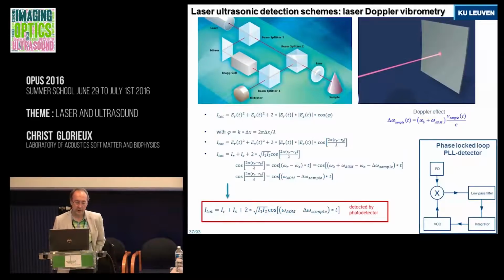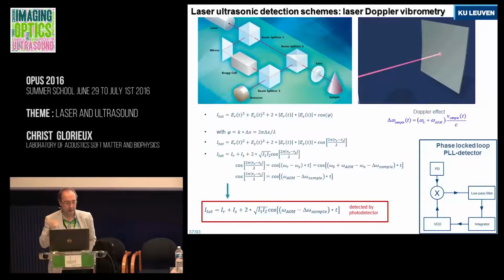Why do we use the acousto-optic modulator? Because if the sample is going forward, the frequency is going up. If it's going backward, it's going down. If you would measure that frequency, you would have positive and negative frequencies, which is a bit tricky because they have the same effect: sine omega t or sine minus omega t will look the same.